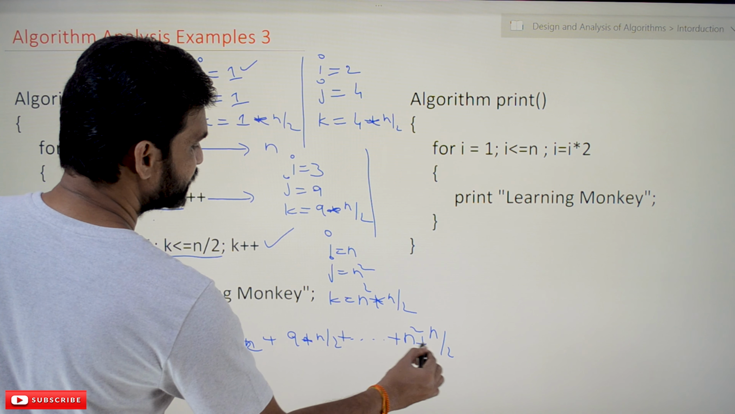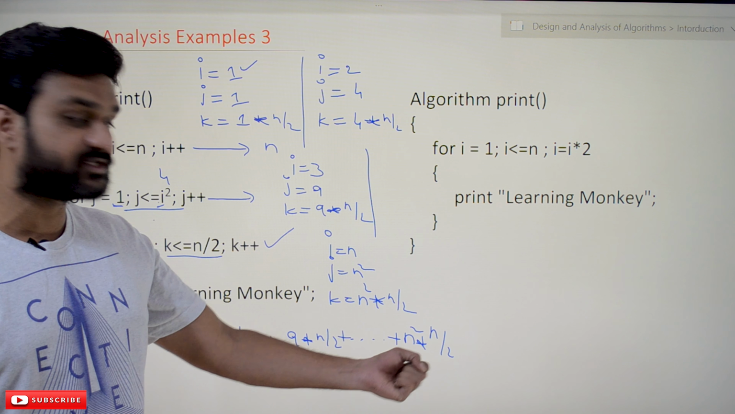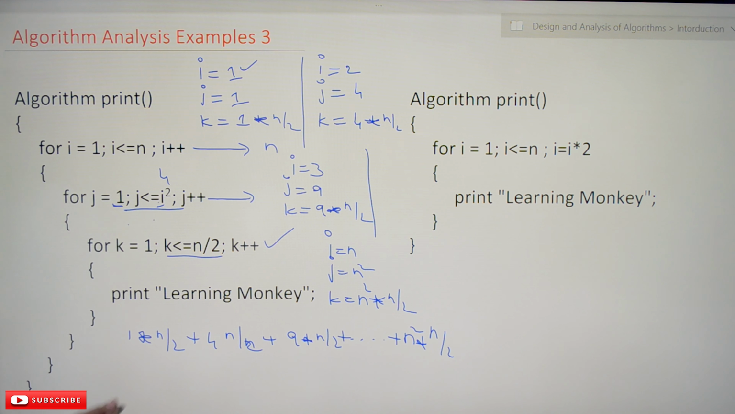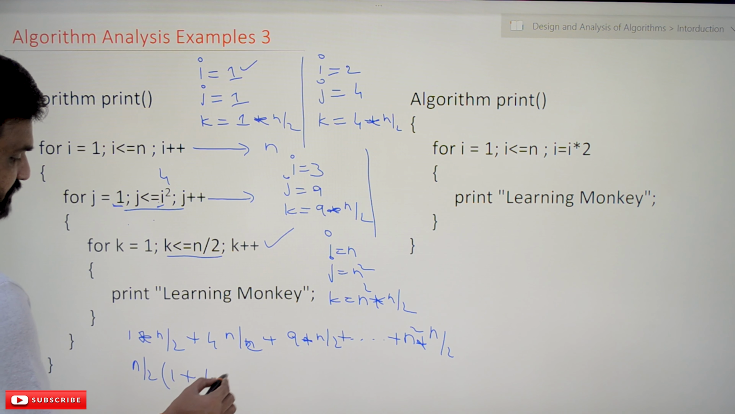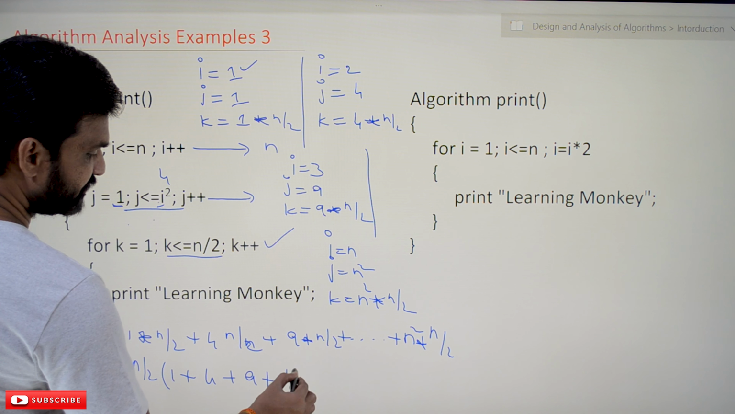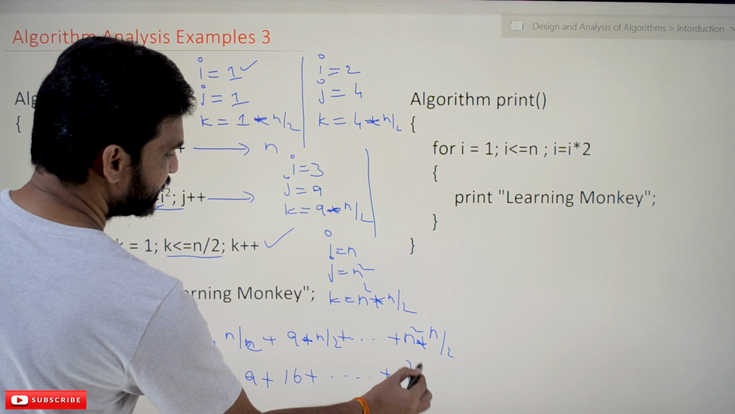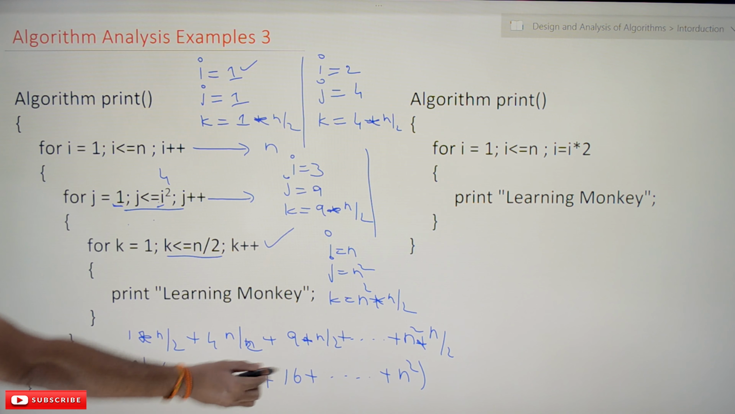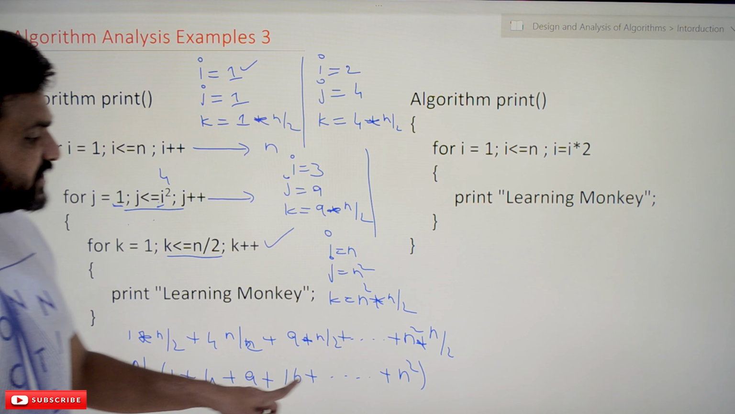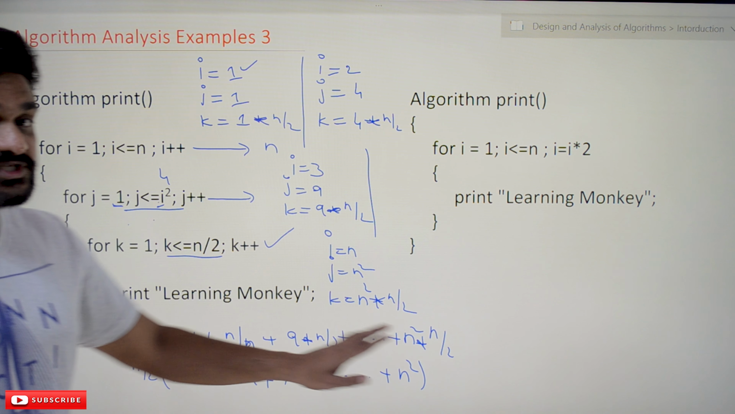So can you guess anything from this? Are there any mathematical evaluations that we can get from this? We take n by 2 as common. It is n by 2 into 1 plus 4 plus 9 plus 16 (4 square) and so on, plus n square. So what does this mean? This means that it is the sum of the squares of the first n natural numbers.